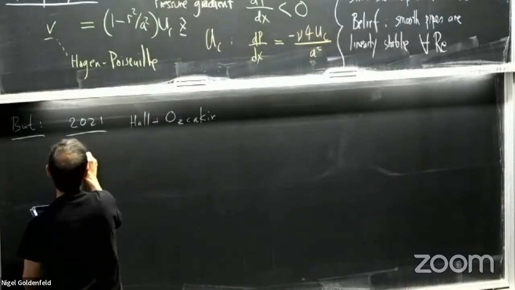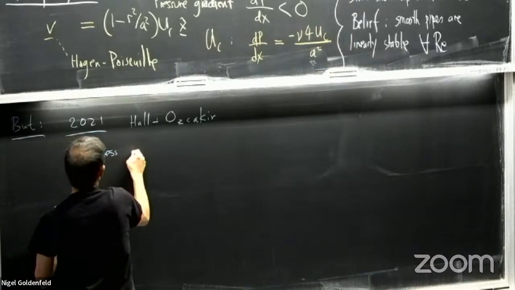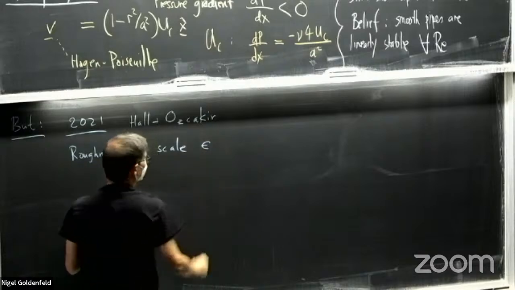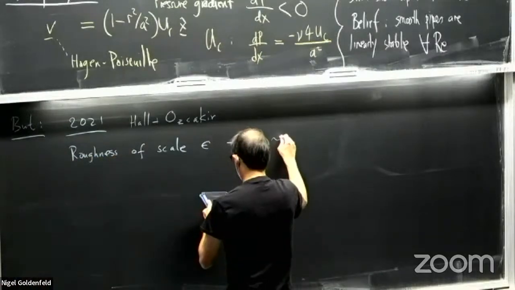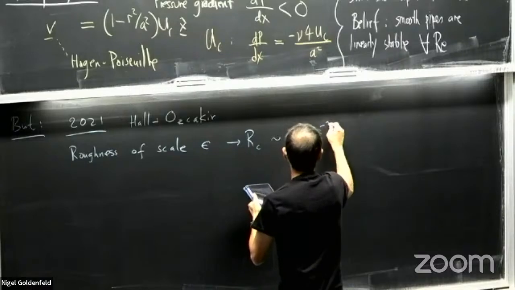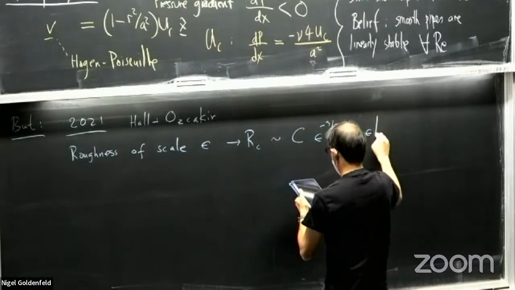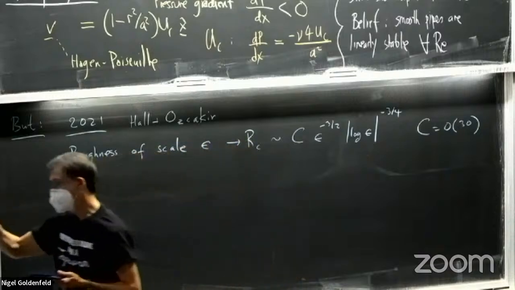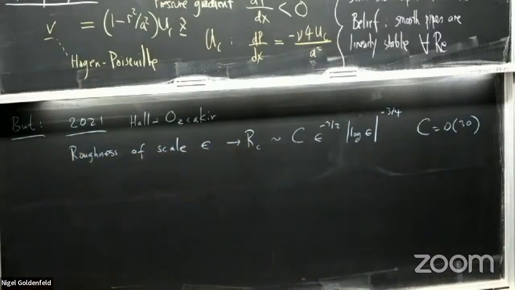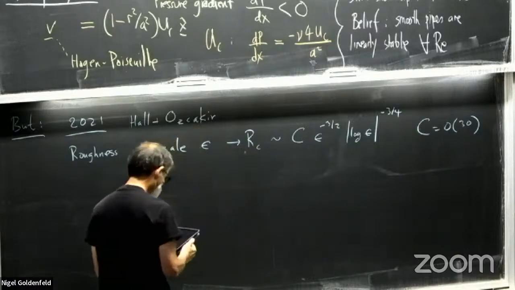If you have a roughness of scale epsilon, so you can imagine putting those sand grains on the side of the pipe, just like I showed you yesterday with Nikuradse. That gives you, it becomes unstable, scaling like C epsilon to the -3/2, log of epsilon to the -3/4, where the constant C is something like 30. So there's this intuition then that as I put some roughness on, there is a critical Reynolds number that comes down from infinity with the scaling that is shown over here.